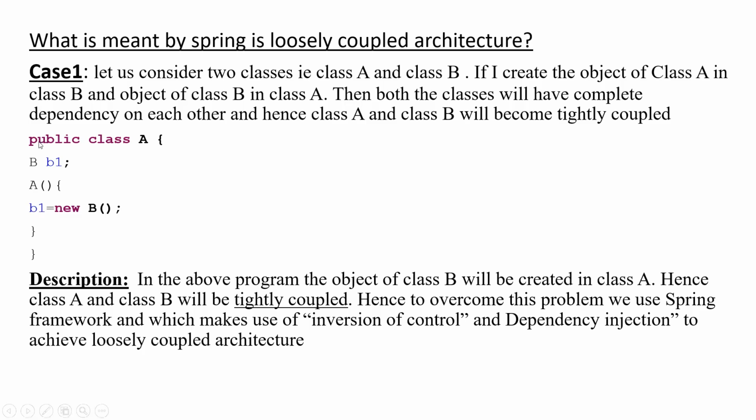In order to eliminate that problem, we came to the Spring framework. We are building an application which is a loosely coupled architecture. Whenever we have a dependency, that becomes a tightly coupled architecture. In the above program, the object of class B is created in class A, hence class A and class B are tightly coupled. To overcome this problem, we use the Spring framework, which makes use of inversion of control, that is IOC. IOC is a container.